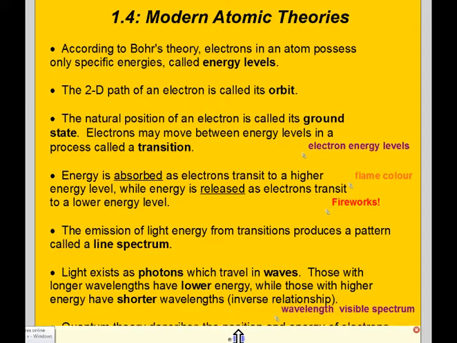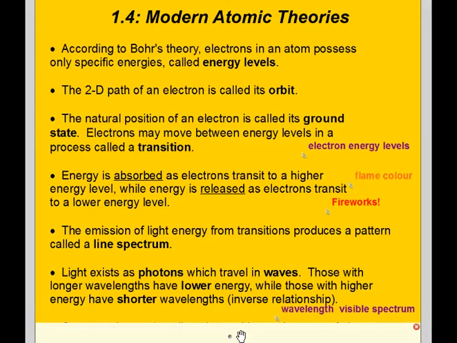Now, the next thing we need to understand about light, of course, is that light exists as photons, and these are particle-like in their nature. They behave a little bit like particles, but they also travel in waves. And light is an electromagnetic wave. And visible light is just one form of the electromagnetic spectrum.